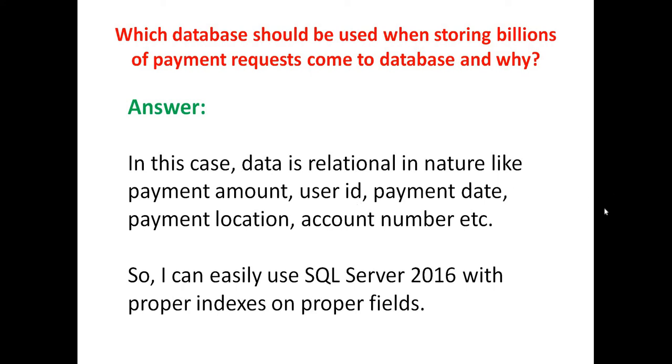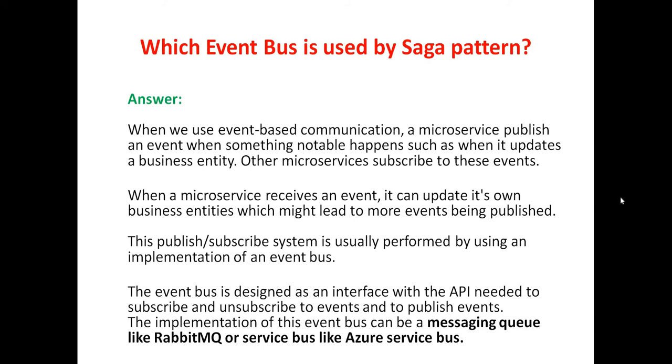Next question: which event bus is used by a Saga pattern? When we use event-based communication, a microservice publishes an event when something notable happens, such as when it updates a business entity. Other microservices subscribe to these events. When a microservice receives an event, it can update its own business entities, which might lead to more events being published. This publish-subscribe system is usually performed by using an implementation of an event bus.